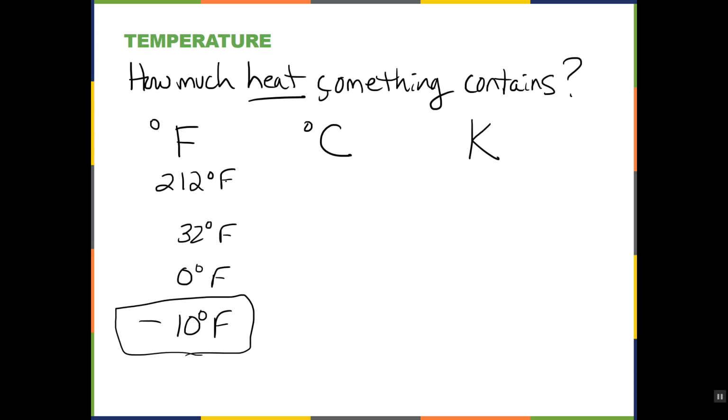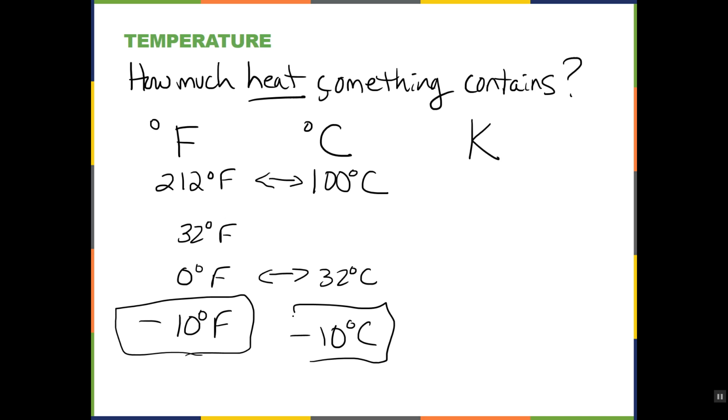Now in Celsius, 212 Fahrenheit is 100 degrees Celsius. That's boiling for water. Those two are equivalent. And I think 0 degrees Fahrenheit is like 32 degrees Celsius. I'll write that in there. I'm not positive off the top of my head, but I think it's something like that. And then, of course, you can get negative temperatures. You can also get something like negative 10 degrees Celsius.